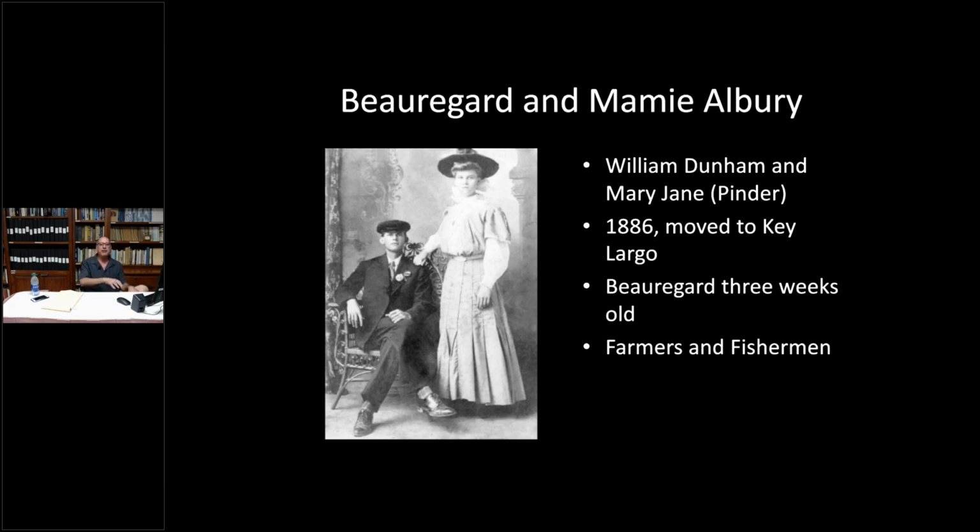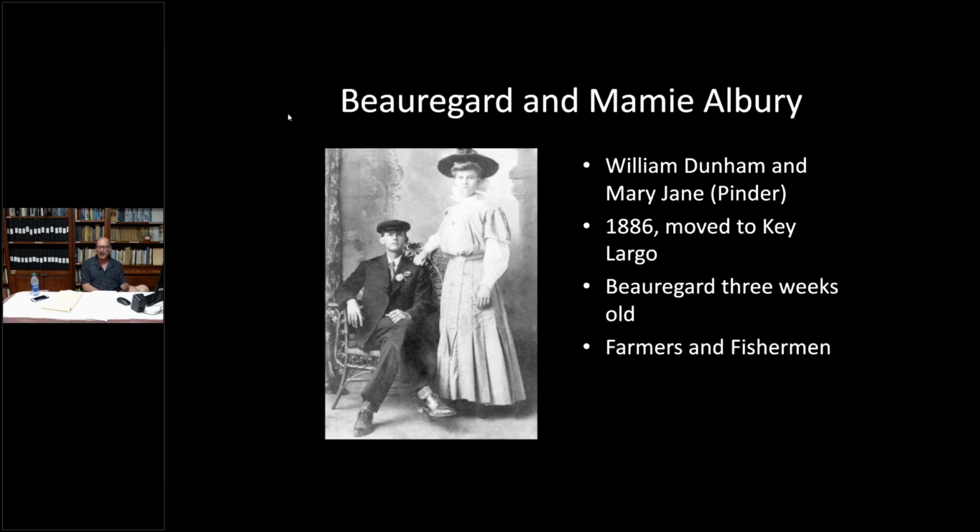But the Albury family were farmers and fishermen. I'm going to read you a quote about William Dunham, who is Beauregard's father. During construction of Henry Flagler's railroad, they would fish and supply the railroad company with fish for the crews. Now, in Beauregard's words, we used to fish a lot too. I caught from 1,200 to 1,500 pounds per day on a hand line, sold them for 5 cents a pound to the railroad. They would furnish the ice and pay the freight.